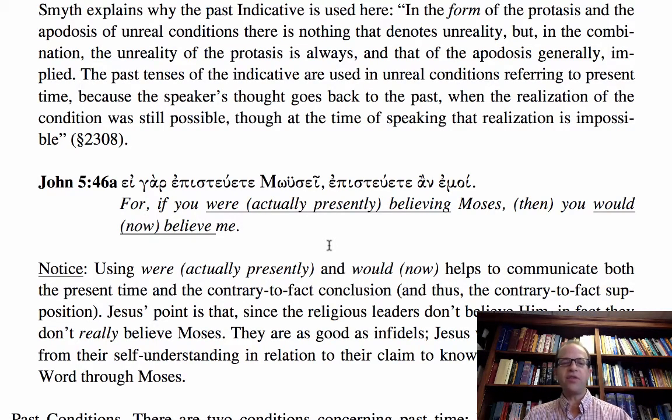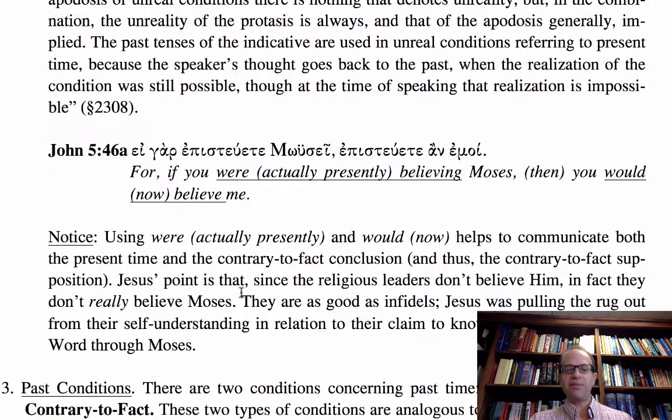So here in John 5:46, if you were actually presently believing in Moses, you would be believing in me. Now the form of the condition is indicating that they're not truly believing in Moses, and therefore they're not truly believing in Jesus. Look at the example here for how to translate this construction. It's a little bit unusual to translate, fun to find, and hard to translate.